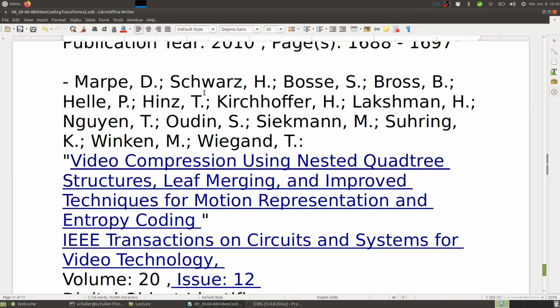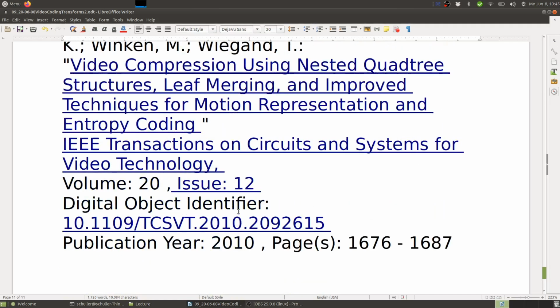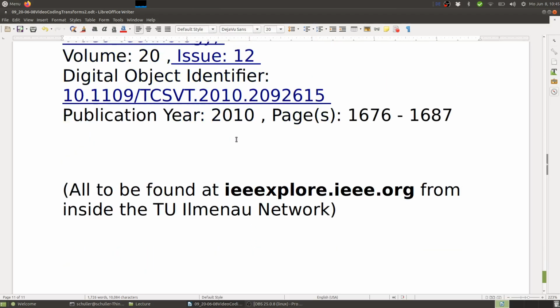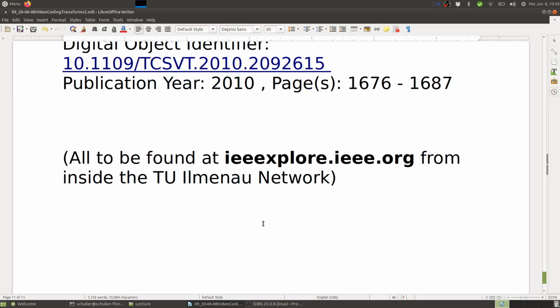And here is one from the Heinrich Hertz Institute in Berlin. Video compression using nested quad-tree structures, leaf merging, and improved techniques for motion representation and entropy coding in the IEEE Transactions on Circuits and Systems for Video Technology, also from 2010. So all can be obtained from IEEEXplore.IEEE.org inside the TU Ilmenau network.